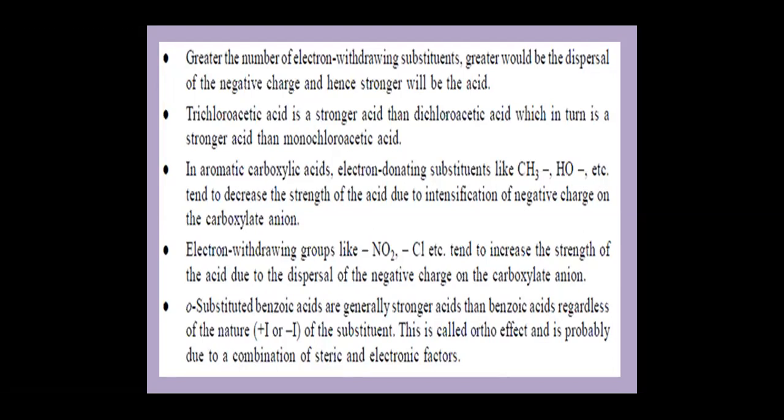In aromatic carboxylic acids, electron donating substituents like CH3, OH, etc. tend to decrease the strength of the acid due to intensification of negative charge on the carboxylate anion. Electron withdrawing groups like NO2, Cl, etc. tend to increase the strength of the acid due to dispersal of negative charge on the carboxylate anion.